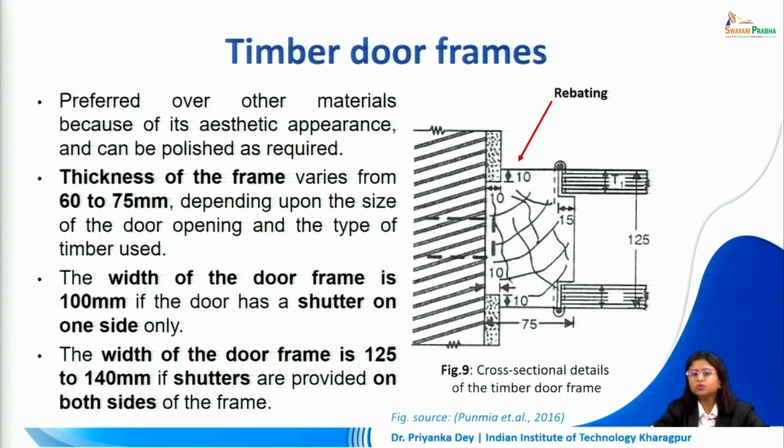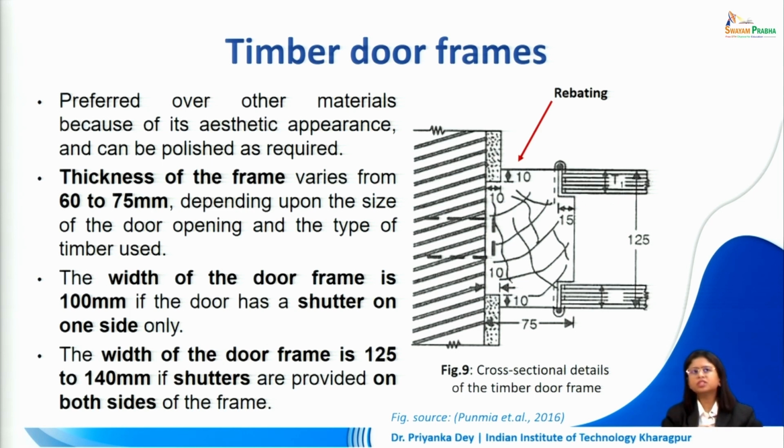Now, the width of the door frame is kept to about 100 millimeter if the door has a shutter on one side only. But if we have both side shutters, that is, a framework which is receiving shutters on both the faces, in that case we would need a little bit wider door frame, about 125 to 140 mm, to receive both shutters.